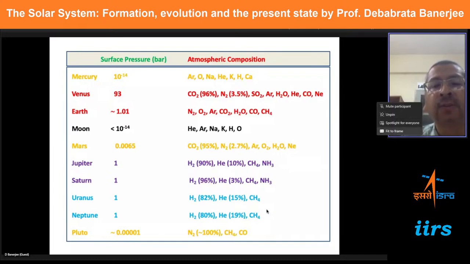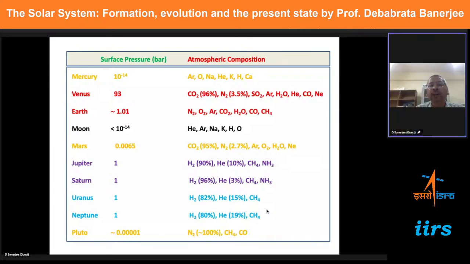But then you also have ammonia and methane in the ice giants. And Pluto's composition is nitrogen, with trace components of methane and carbon monoxide.